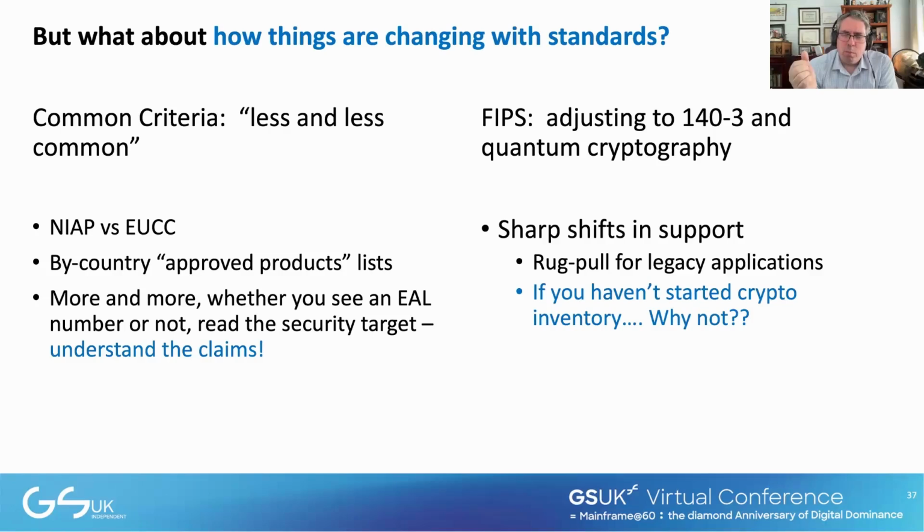What kind of rug pulls are we going to hit with the adjustment of FIPS 140-3? And how is quantum going to apply to 140-3? It's all shifting more rapidly than, frankly, I would like. And it's coming fast.